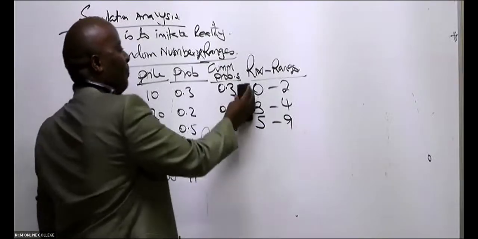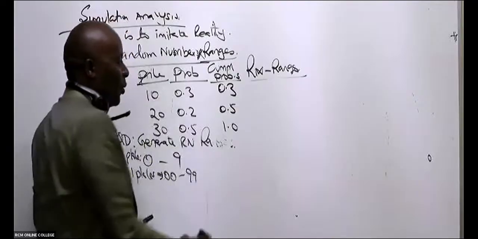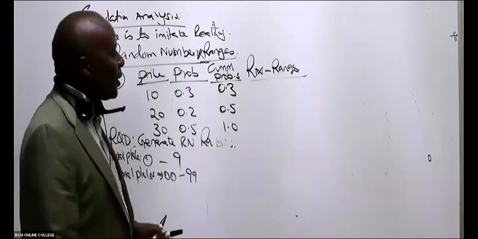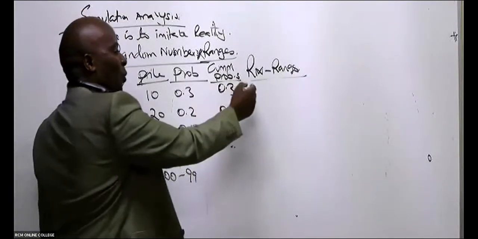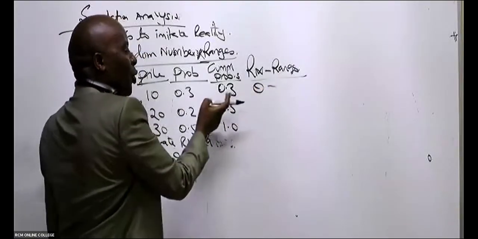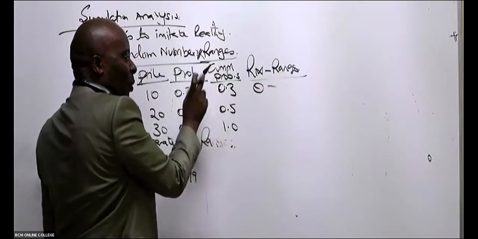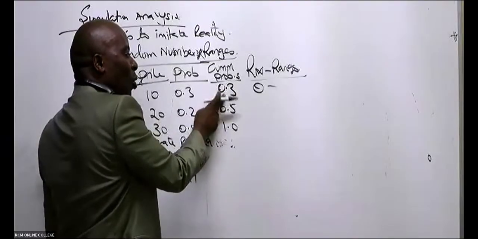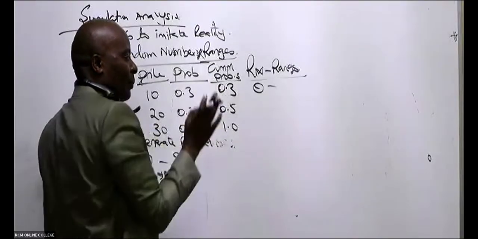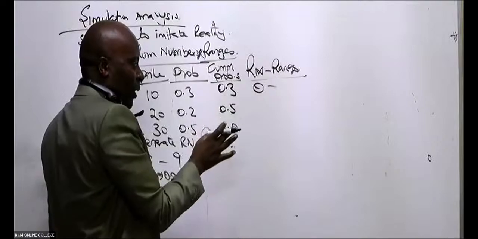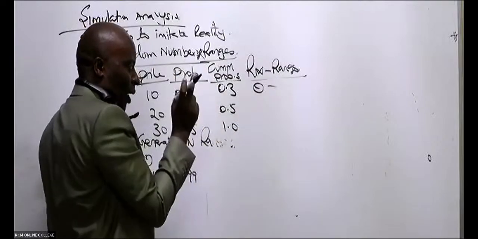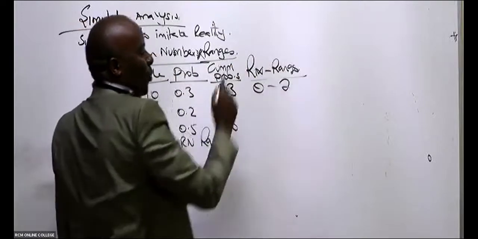Let me repeat this. How do we get these random number ranges? To get these random number ranges, ladies and gentlemen, you have to begin from 0. Then the upper limit. You read this from the cumulative probabilities as if it's a whole number. It's 3. And to get that upper limit, we shall always take this number minus 1. So 3 minus 1 gives me 2.